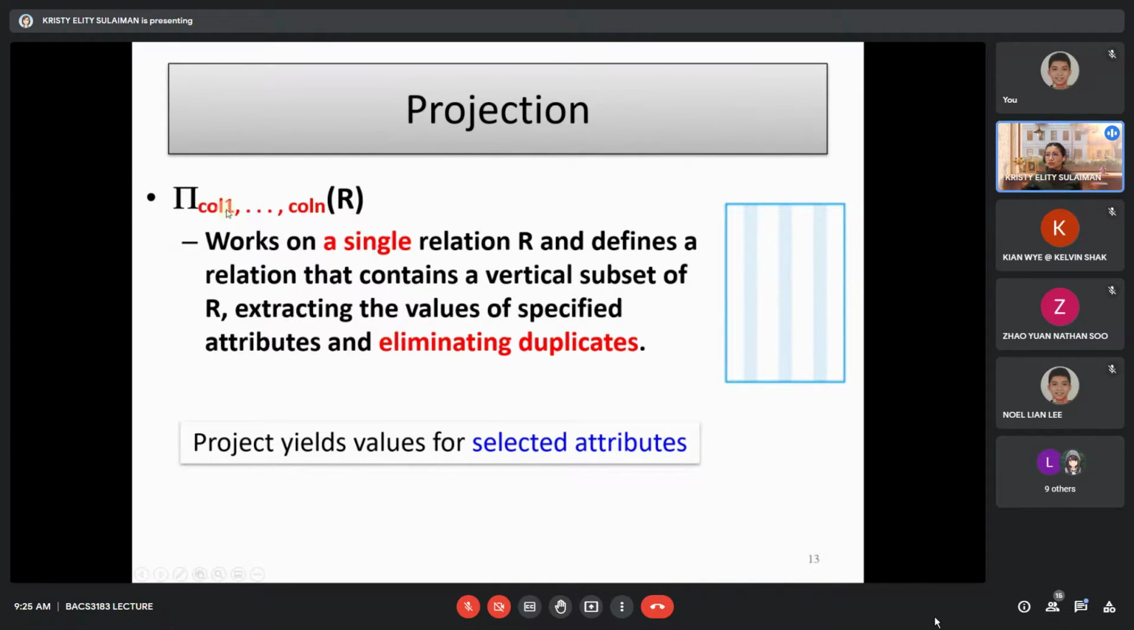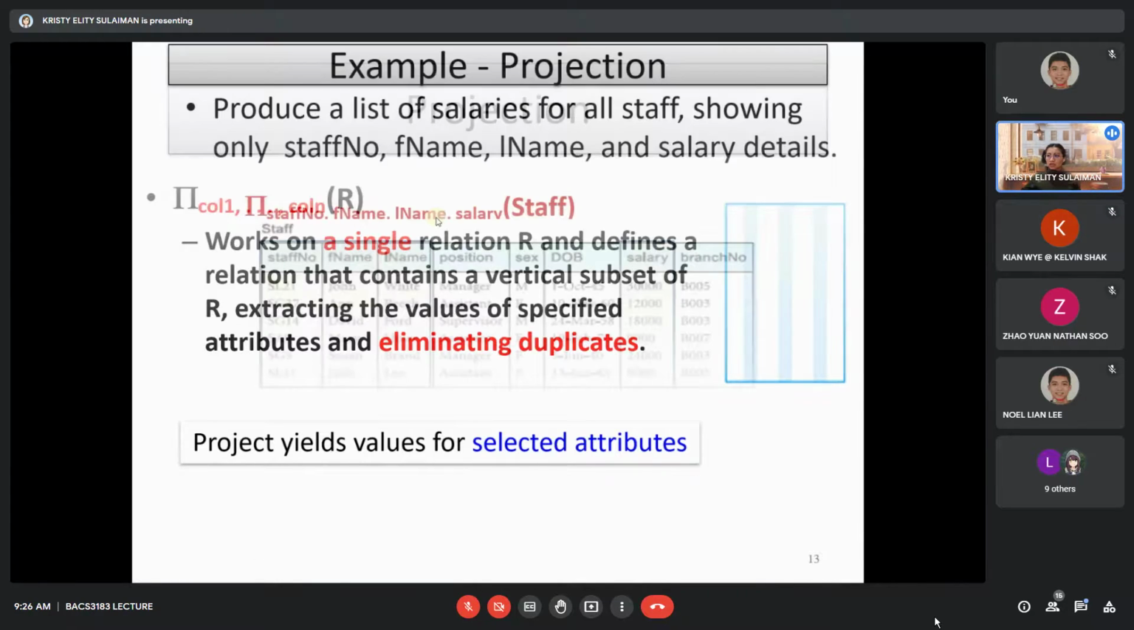This is the operation of projection. You will have a vertical subset of R, which only extracts the values of the specified attributes here, and at the same time it will eliminate duplicates if any. Let's look at an example of this projection.